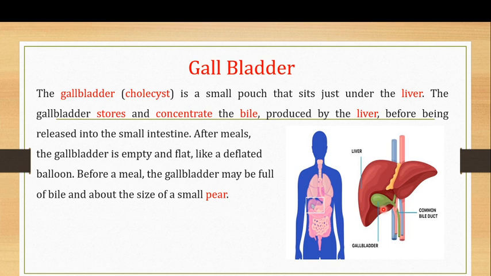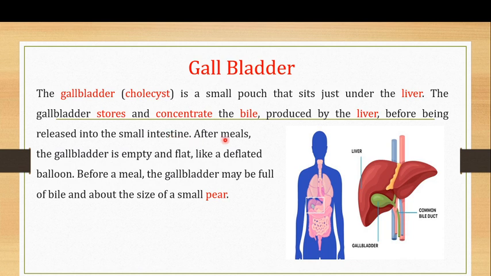Now what the gallbladder does is that it stores and concentrates the bile. Actually, the bile is produced by the liver, but when it is produced by the liver, it is transported to the gallbladder, and the gallbladder acts as a storage house for the bile, and it is also responsible for the concentration of the bile before it is released into the small intestine. So this is the function of the gallbladder, that it is going to store and concentrate the bile, which is produced by the liver, and when it gets concentrated, it is released into the small intestine to help in the process of digestion.